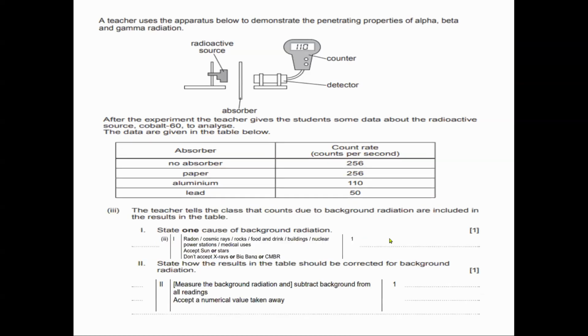This came from an exam paper. Acceptable causes are radon gas, cosmic rays, rocks, food and drink, buildings, nuclear power stations, and medical uses. Accept the sun or the stars, which link to cosmic rays. Do not accept X-rays, the Big Bang, or the cosmic microwave background radiation. The radiation coming from the Big Bang is not ionizing. Neither is light. Microwave radiation does not cause cancer. It can cause heating, but it does not cause cancer because it doesn't ionize.